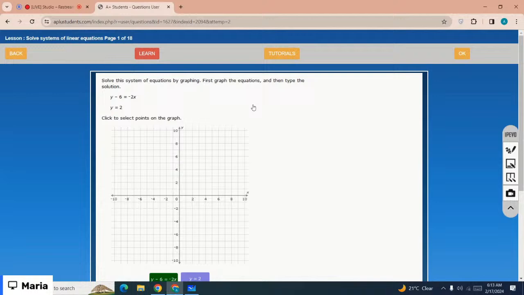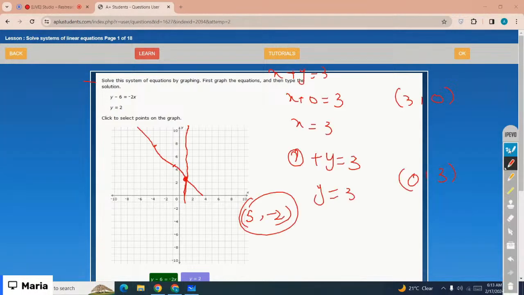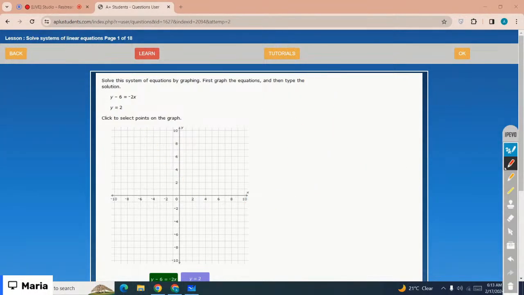Solve the system of equations by graphing. First graph the equations and then type the solution. So you have to graph these equations and type the solution. The second one is y equals 2. So let's just make a straight line on y equals 2. Here is y equals 2, right? It is like this.